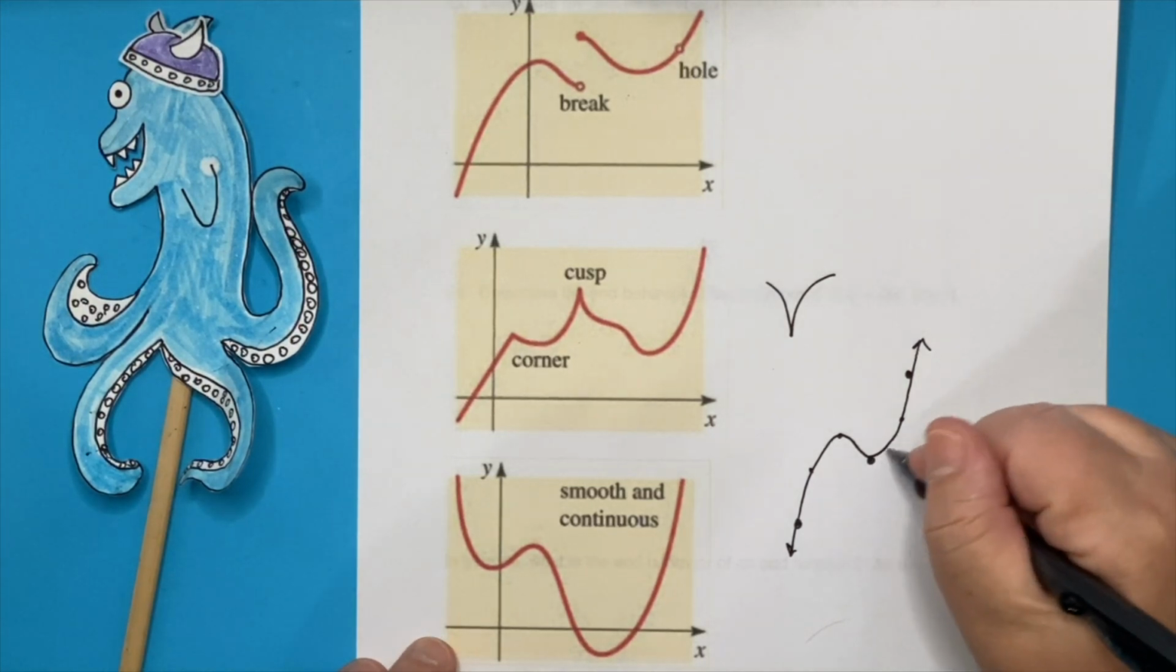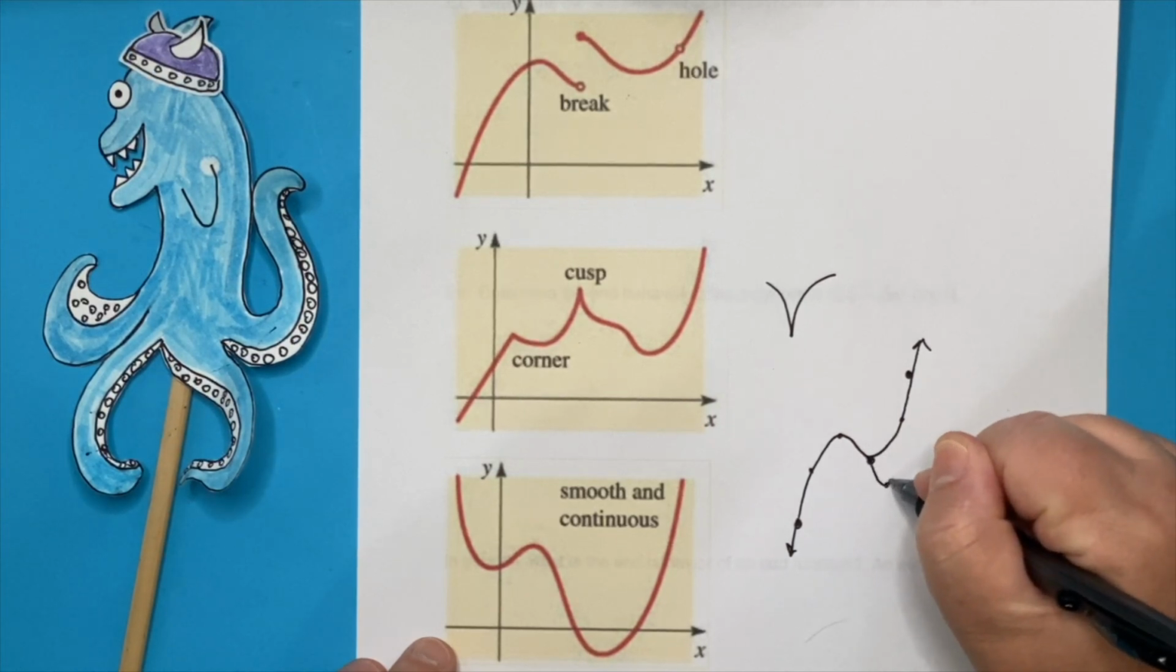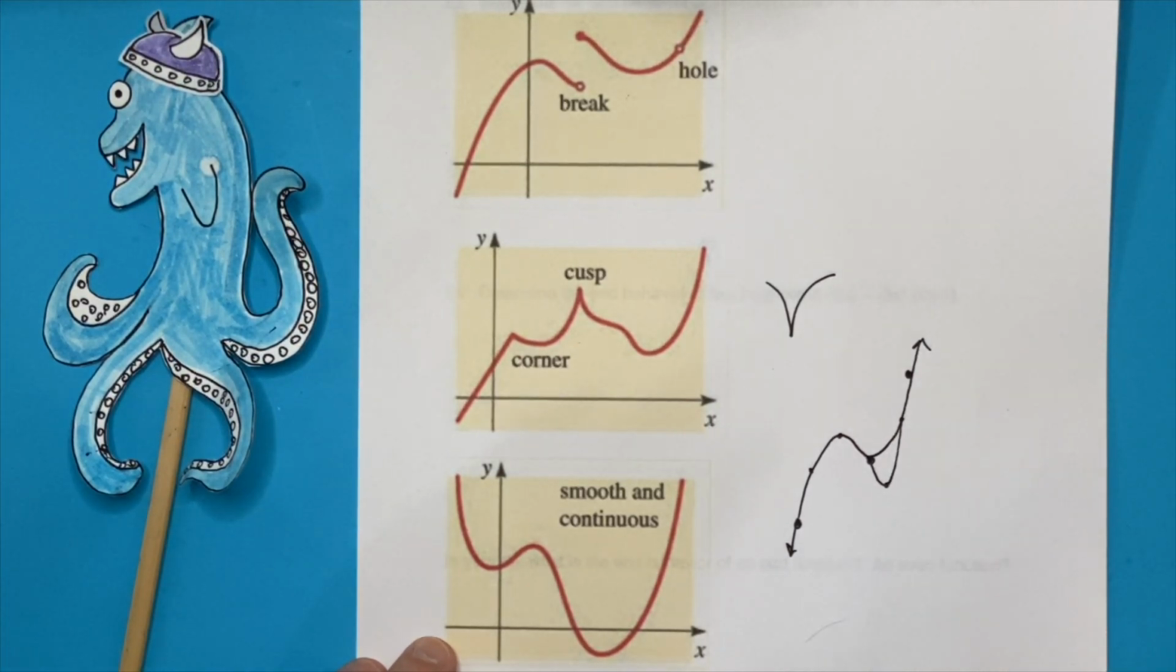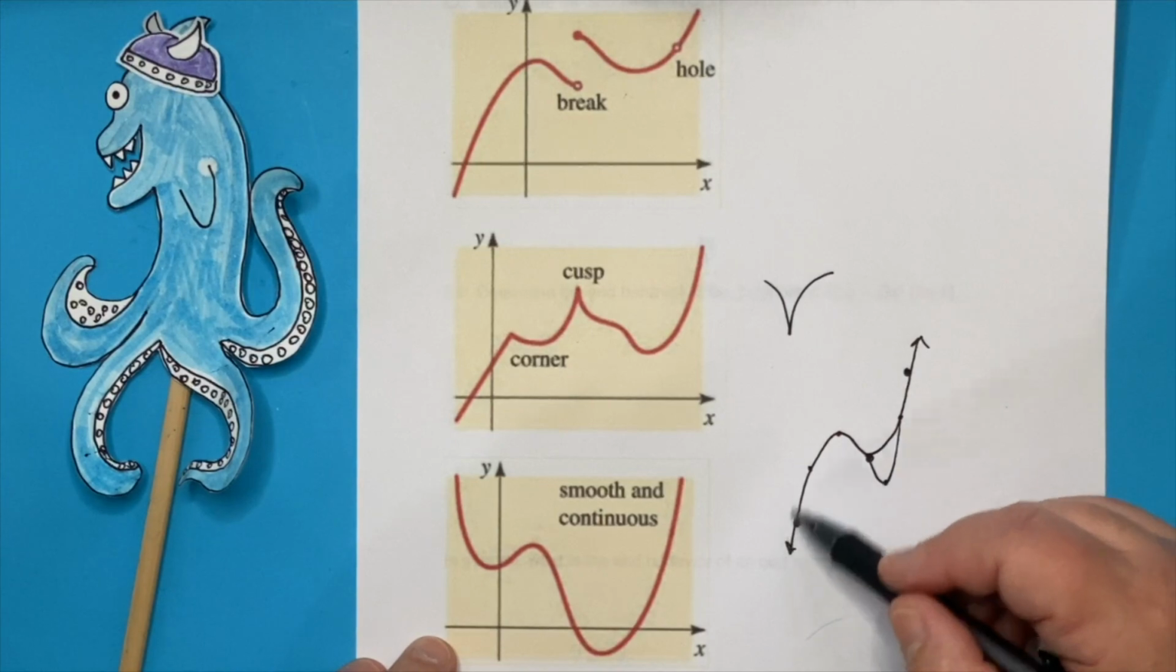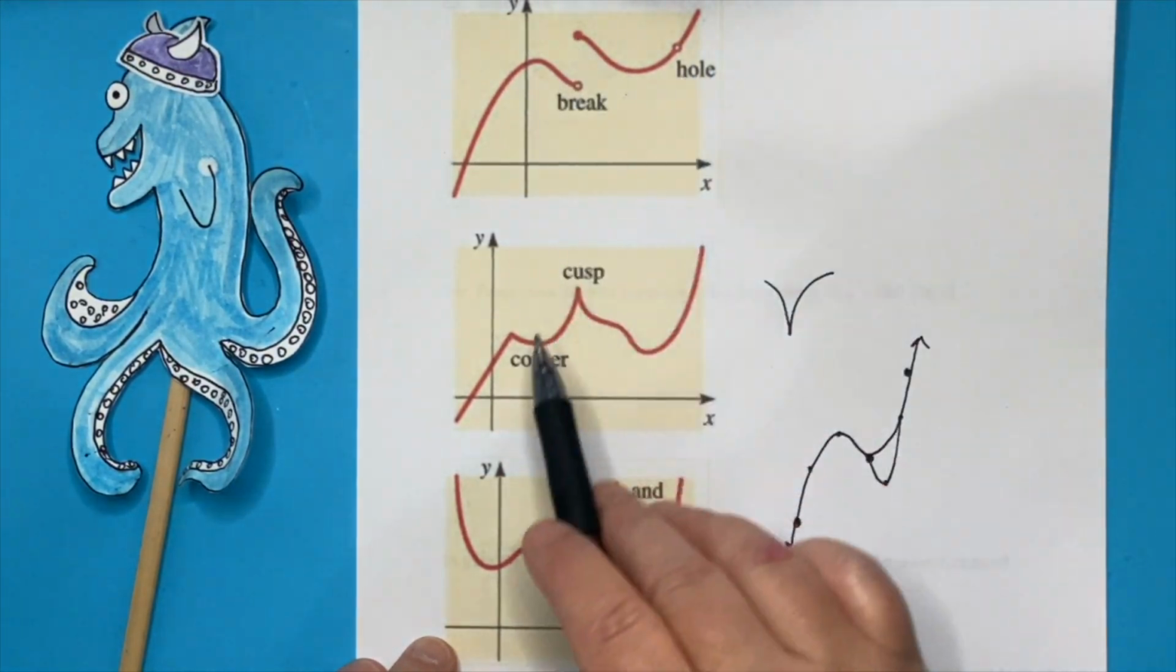Now, is it possible that if I plotted another point, it turns out that it goes down like this? Yes. So sometimes you're going to want to be very careful by choosing a lot of points to plot, but still, smooth and continuous means it won't be doing anything completely surprising like these.